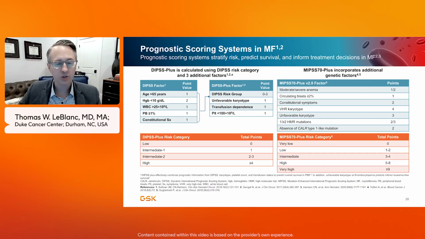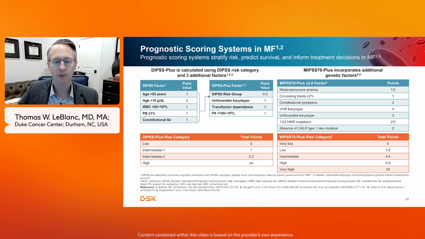But you can see here circulating blast 2% or more matters, symptoms, the very high risk karyotype, and that's more explicitly defined when you look at this calculator. Whether or not you have a high molecular risk or HMR mutation, those have been defined. Absence of a CALR. So it's not all CALRs that are good. It's the CALR type 1 that's good.